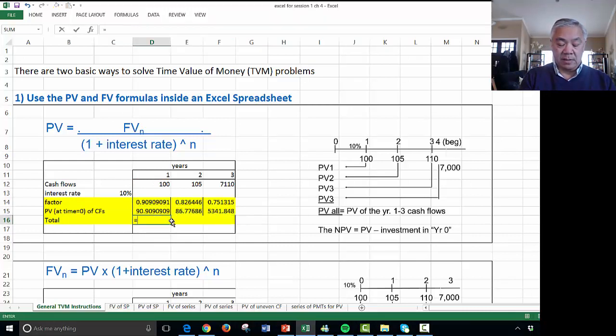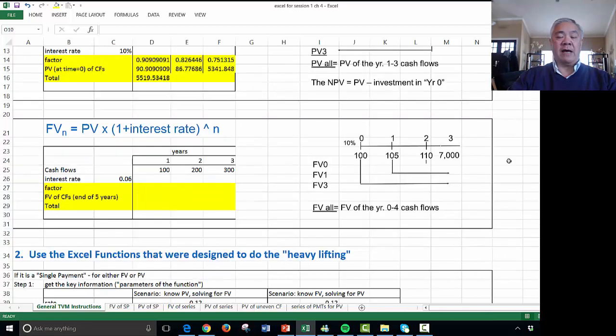And if we do the total, equals sum, open parens, shade the 3 cells, close parens, we end up with $5,519. So $100 a year from now, $105 2 years from now, and $71.10 3 years from now is worth $5,519 today. So that's an example of using the formulas, the ones that we just derived. And here was a little picture of it, right? 100, 105, 110, 7,000, all future value.